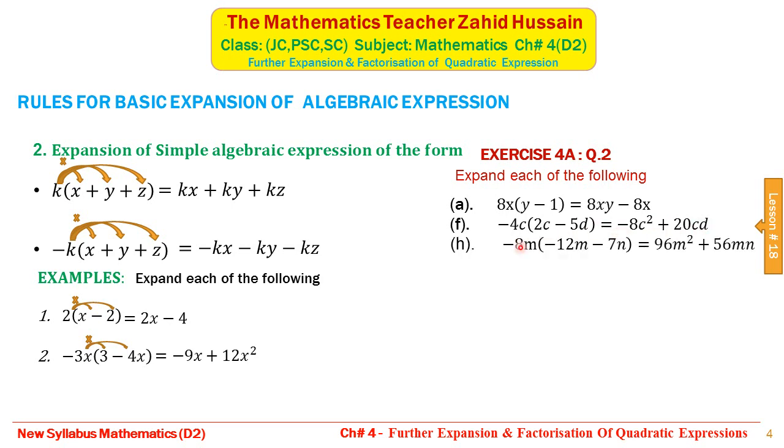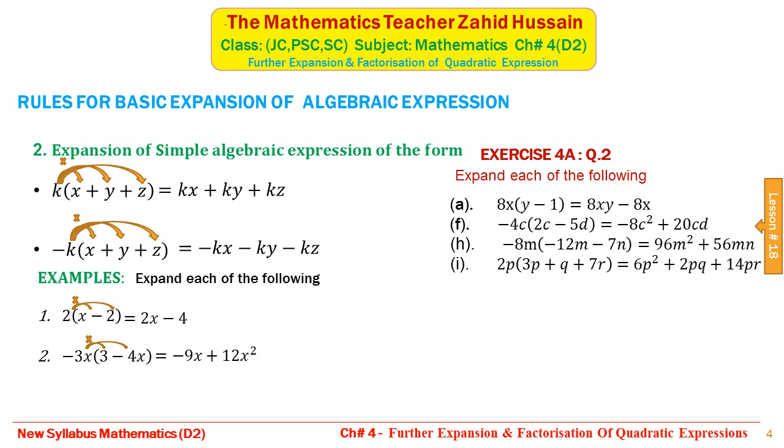Each part is minus 8m. Within bracket there is an expression minus 12m minus 7n. So we will multiply minus 8m with minus 12m. Minus multiplied by minus is plus. 8 multiplied by 12 is 96, and m multiplied by m is m square. Then minus 8 multiplied by minus 7 is 56, and m multiplied by n is mn.